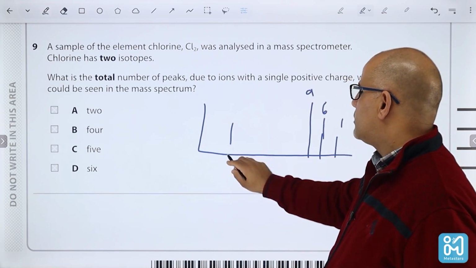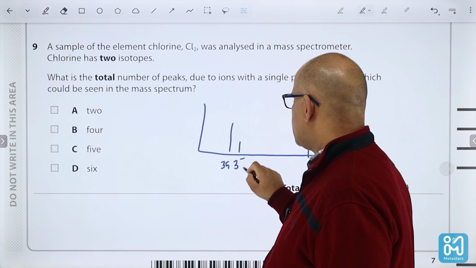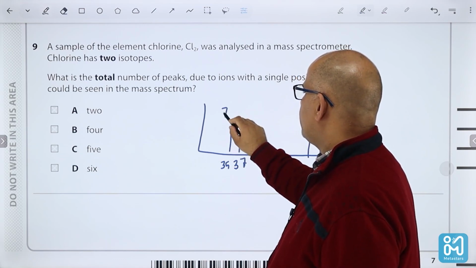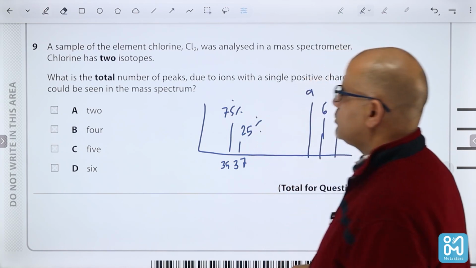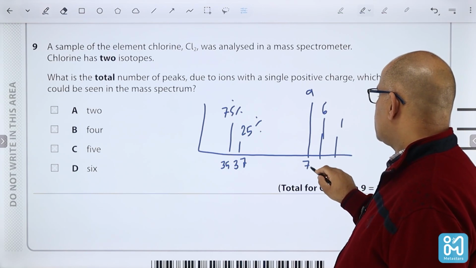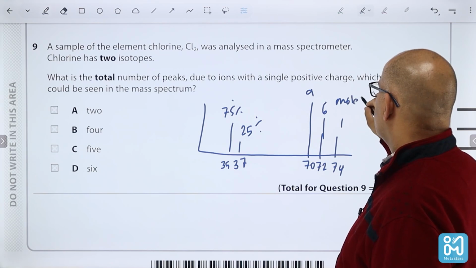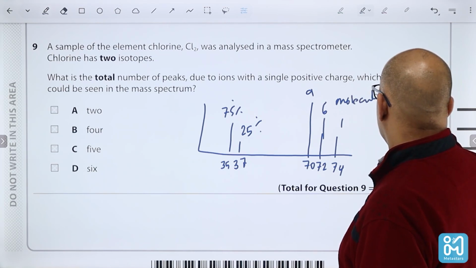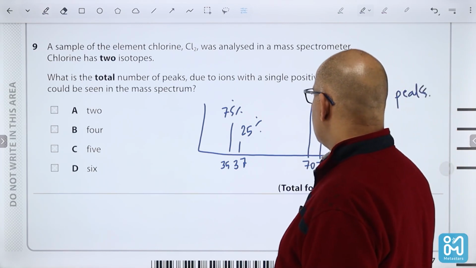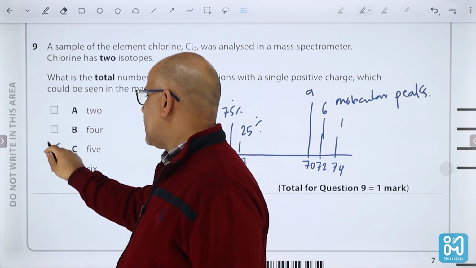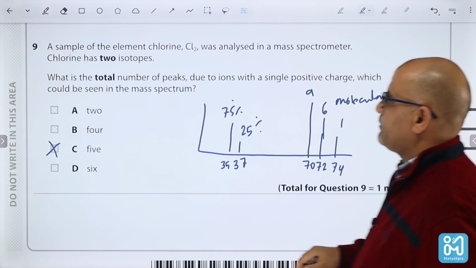And you have the 2 atomic peaks at 35 and 37 in the ratio 75% and 25%. And this is 9 to 6 to 1 for 70, 72, and 74. Those are the molecular peaks. So for the molecular peaks, you will find what? 3, and 2 for the atomic peaks. So the answer is 5 lines or 5 signals.